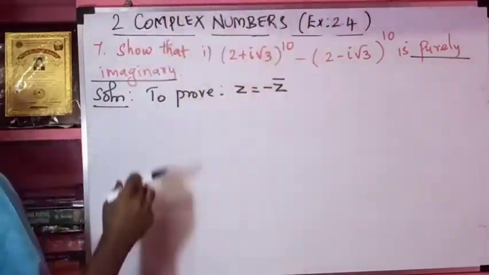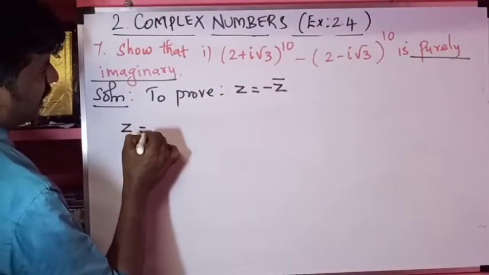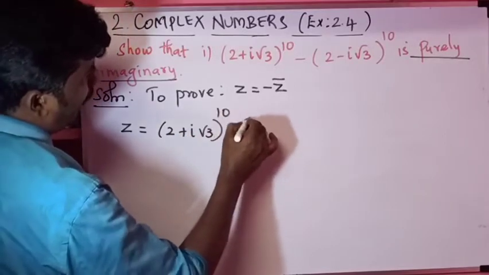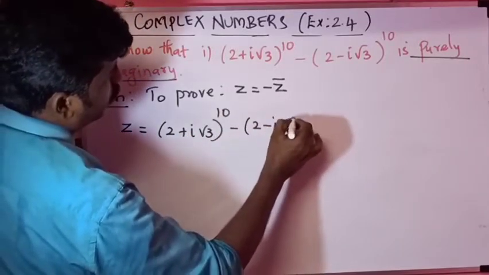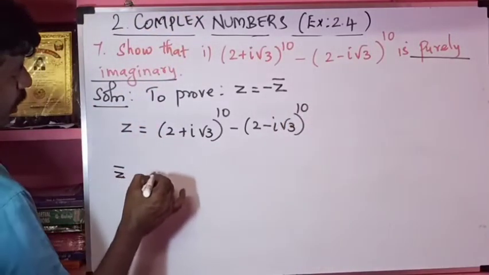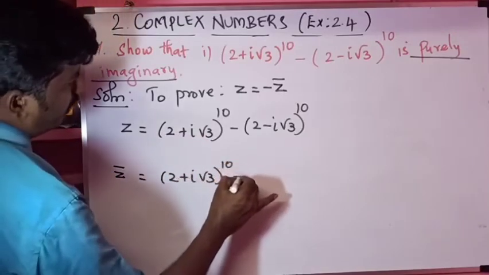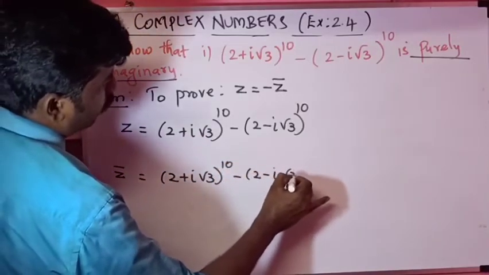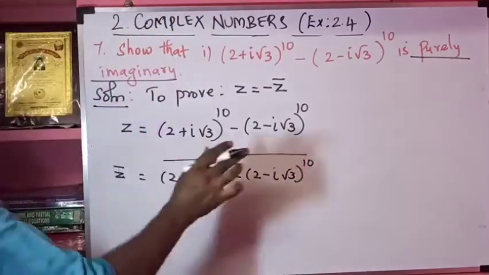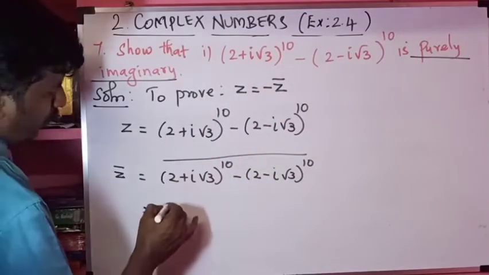the purely imaginary, right? இப்போ first கொடுத்திருக்கிற question z ன்னு எடுத்துக்கிறோம். The z is equal to the 2 plus I into root 3 power 10 minus 2 minus I into root 3 power 10. இப்போ z bar போடுறோம் பாருங்க. z bar இதுக்கு அப்படியே bar போடுறோம். 2 plus I into root 3 power 10 minus 2 minus I into root 3 power 10. This is the bar, right? Power whole bar. This is the z. This is z bar. இப்போ இந்த bar separate பண்ணும், right?